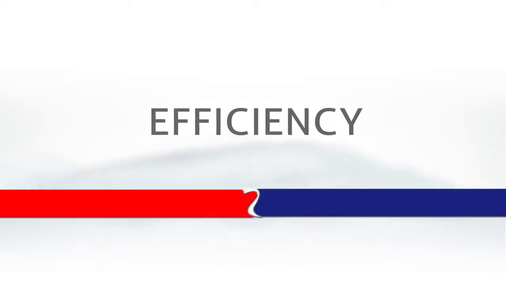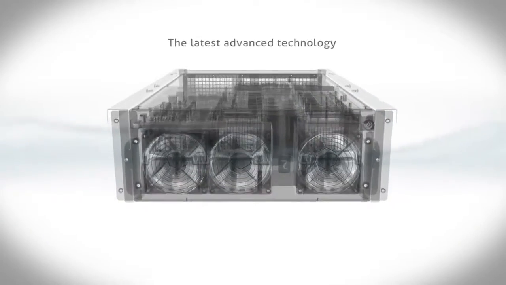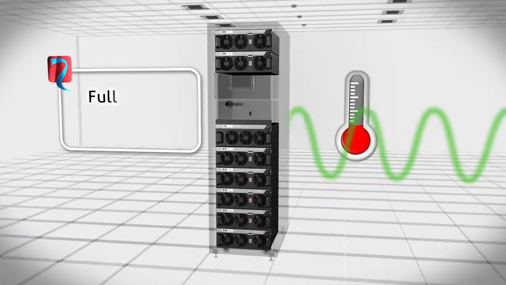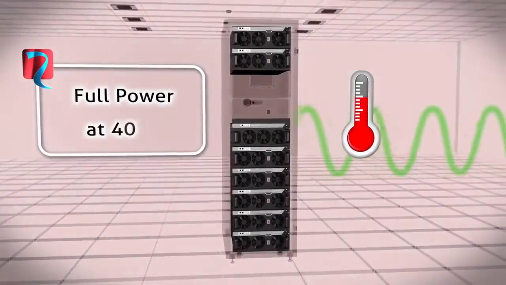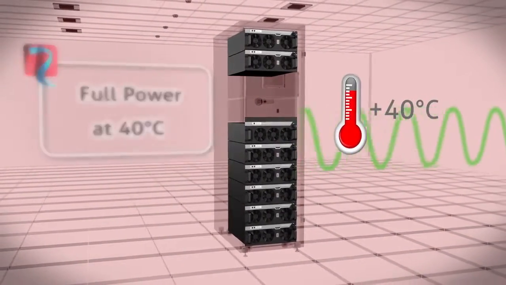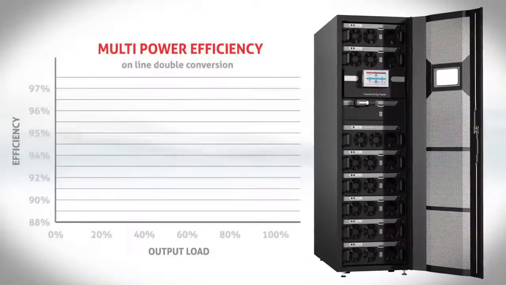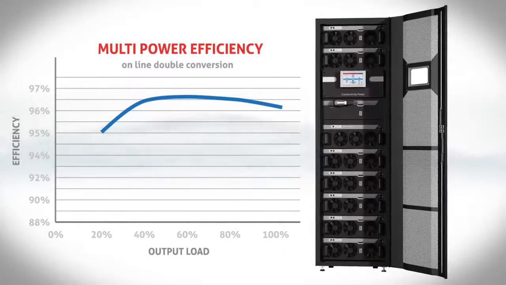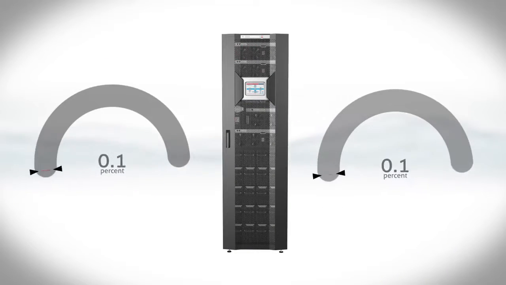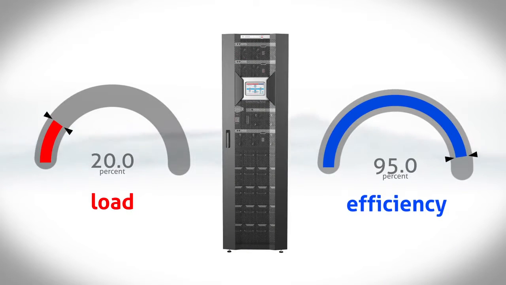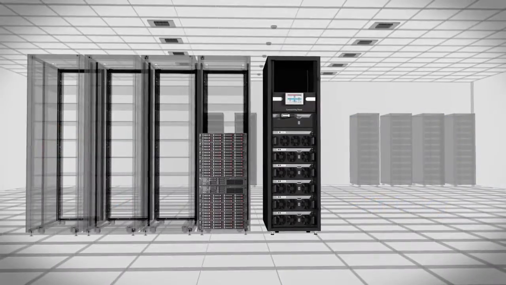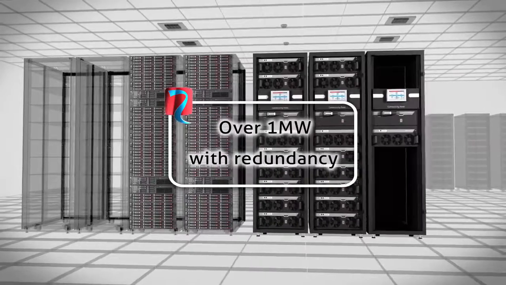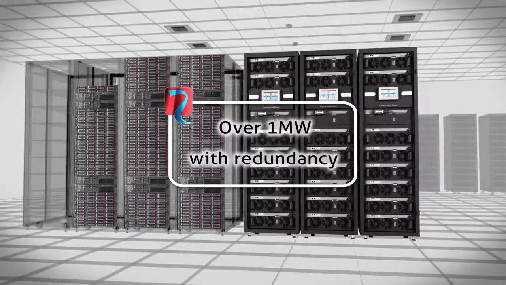Efficiency. The power modules utilize the latest advanced technologies which guarantee full rated power even with unity power factor loads without any power downgrading. This is even up to temperatures of 40 degrees. The multi-power offers 96.5 system efficiency when operating in online double conversion mode. With an outstanding performance of over 95% whilst operating at 20% load, this superior performance ensures extremely low losses at any load level whilst maintaining a true modular solution for any changing data center environment in terms of power demands.